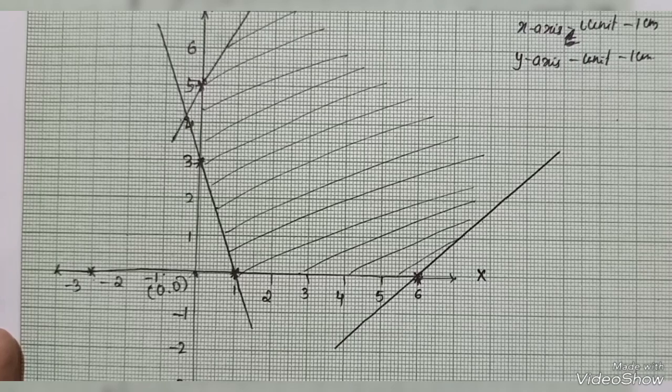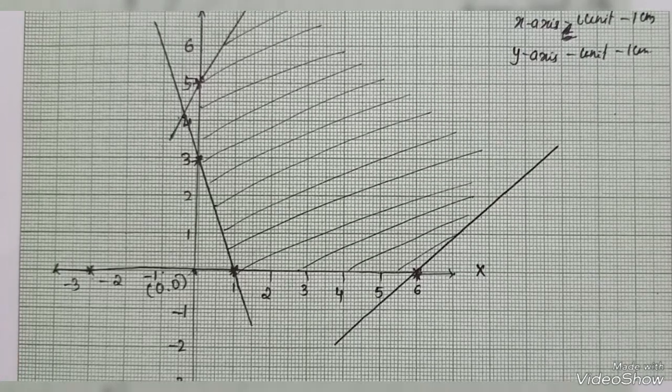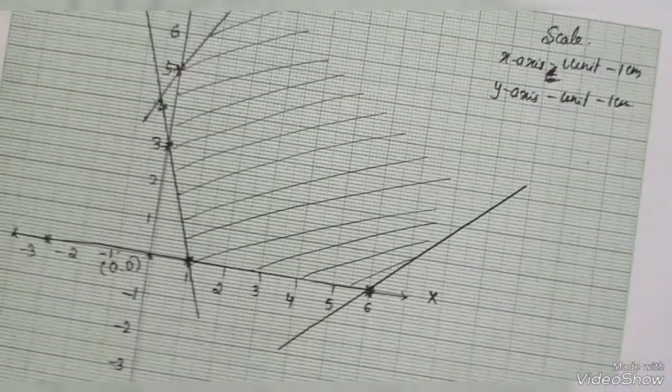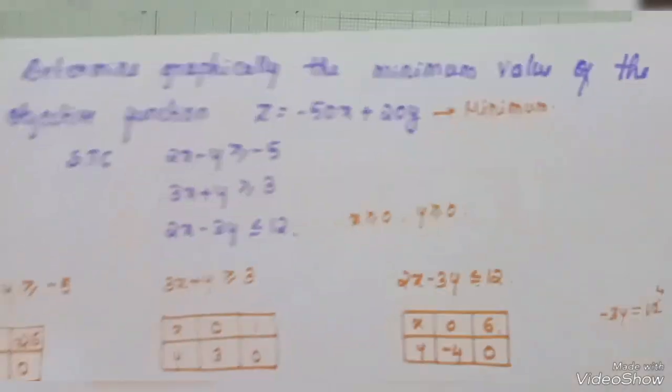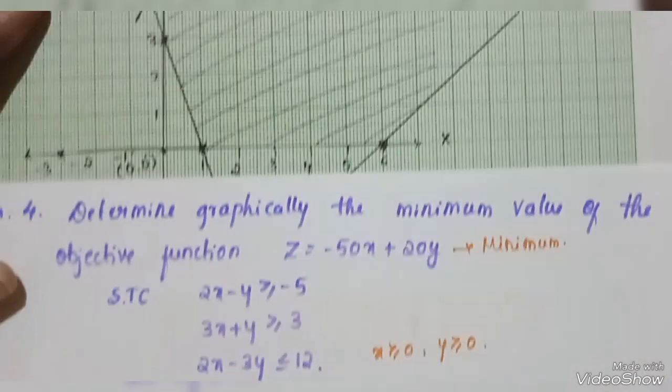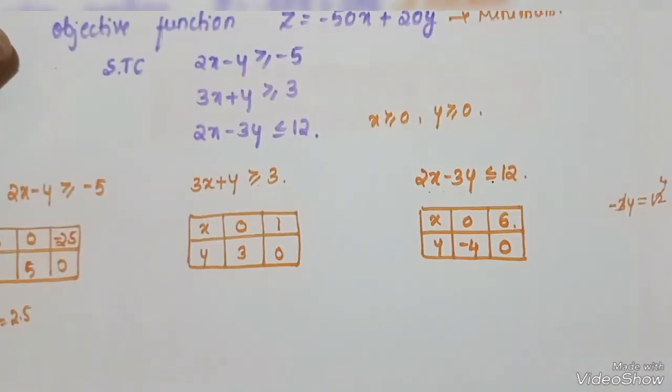Therefore there is no maximum and minimum. We have to write one point here. For this graph I have taken the graph here. Now I am writing the points here.